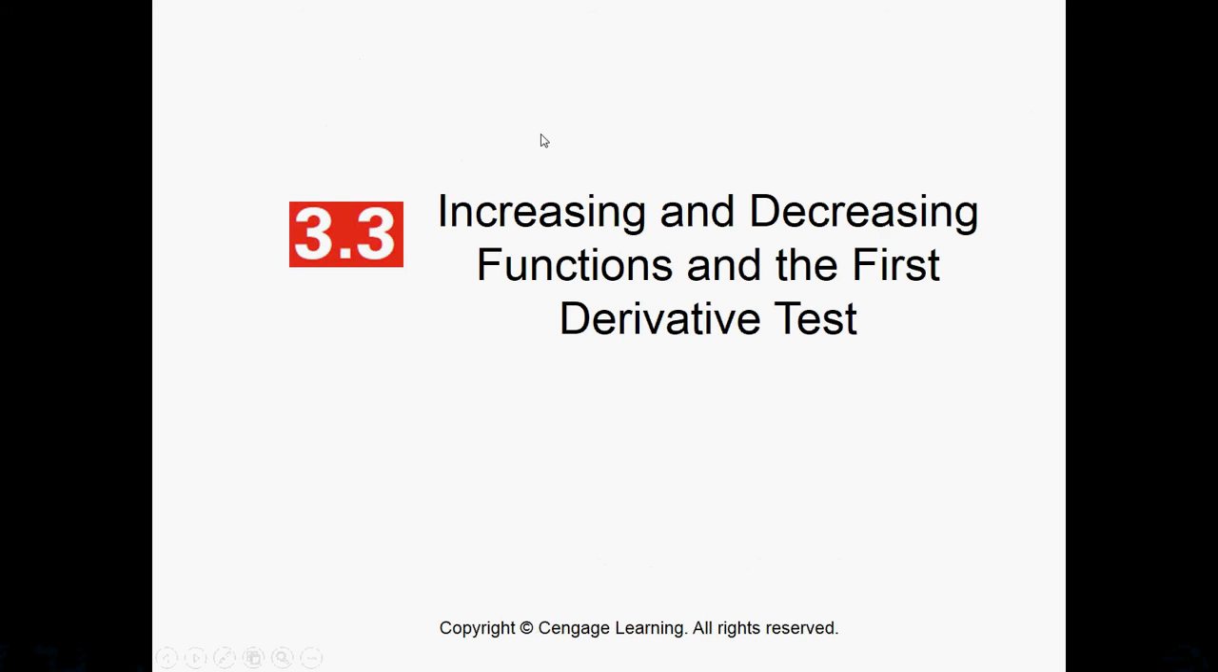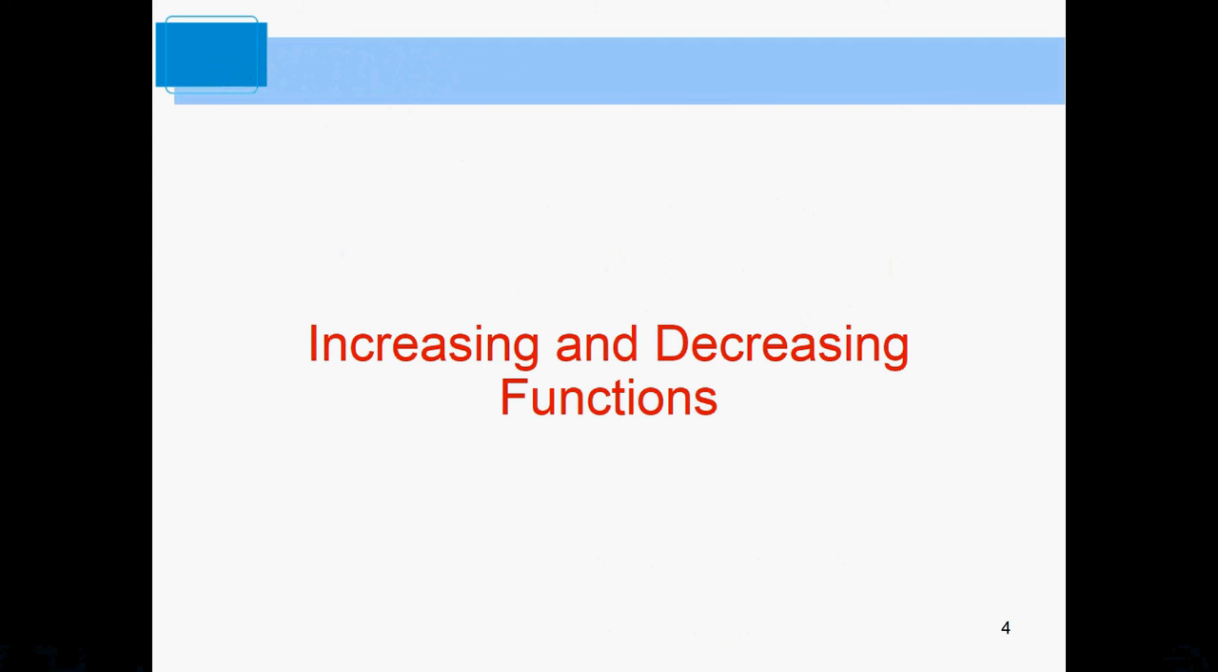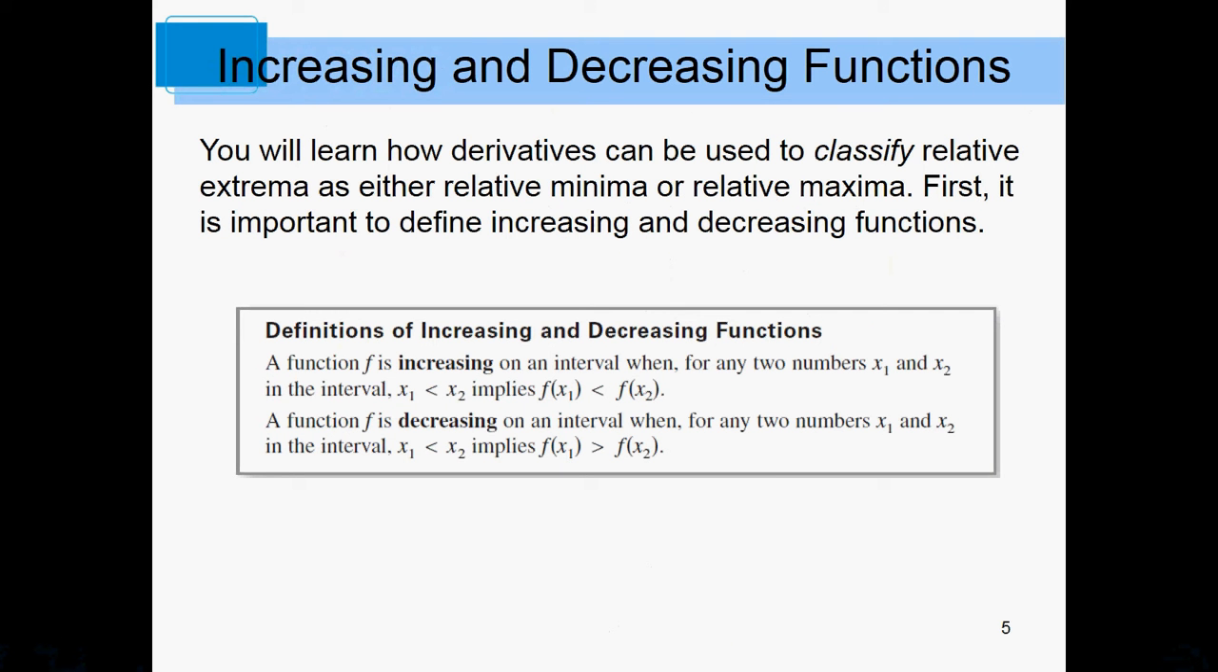Now, increasing and decreasing functions, the first derivative test. This is where we actually get into an important application of taking derivatives. So we want to first determine intervals where a function is increasing or decreasing, and we want to apply the first derivative test to find relative extrema of a function. Okay, so we're talking about using the first derivative test to find maximum and minimum values. So increasing and decreasing. Now we're going to learn how do we use derivatives to classify relative extrema as maximum or minimums. First, what we have to do is talk about the definitions of increasing and decreasing.